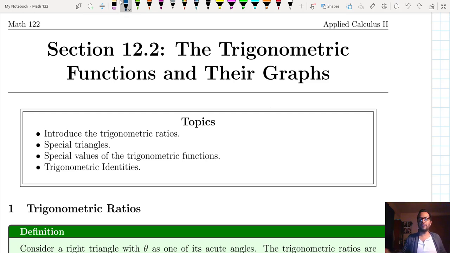So what are we going to do here? We are going to introduce the trigonometric ratios, look at special triangles and special values of trigonometric functions related to different ways: the unit circle, tables, and right triangles. And finally, we are going to have some fun and play with trigonometric identities.